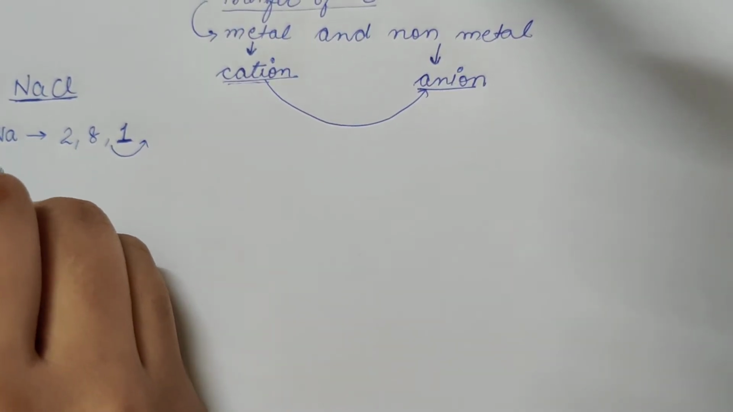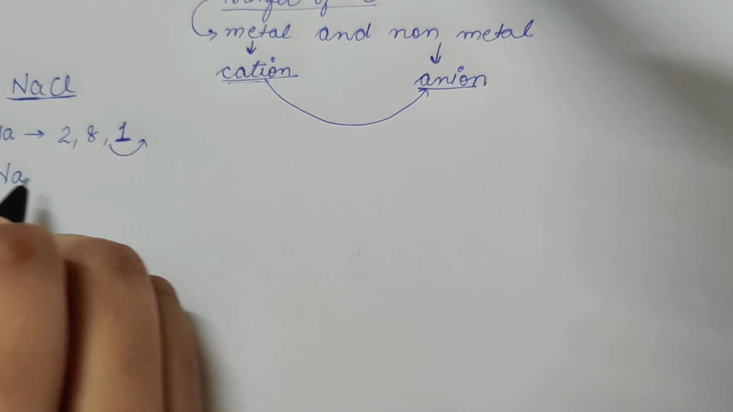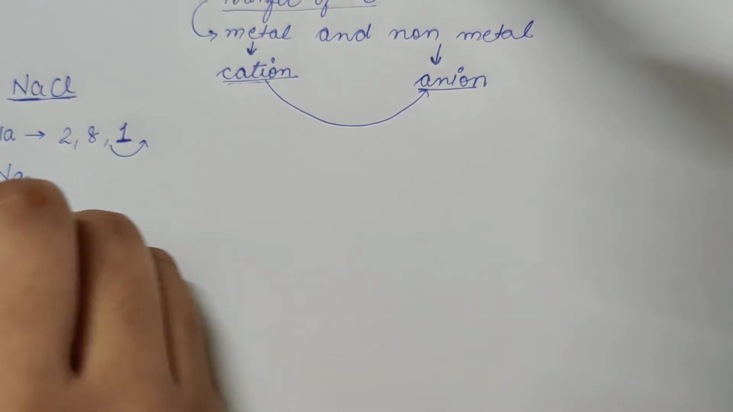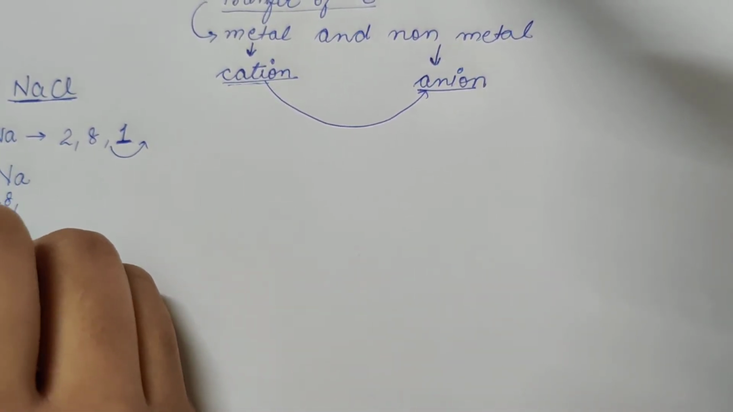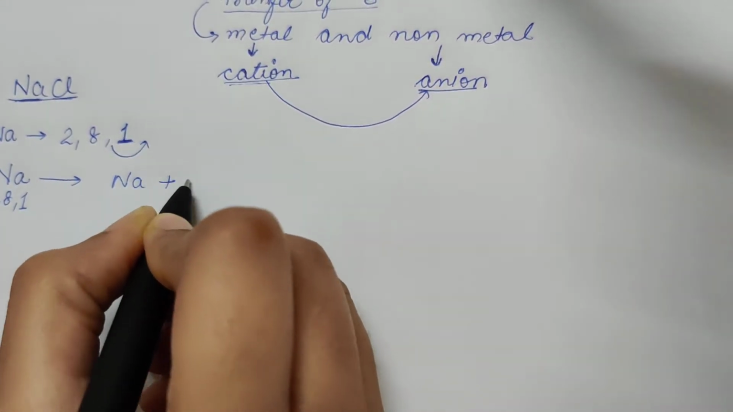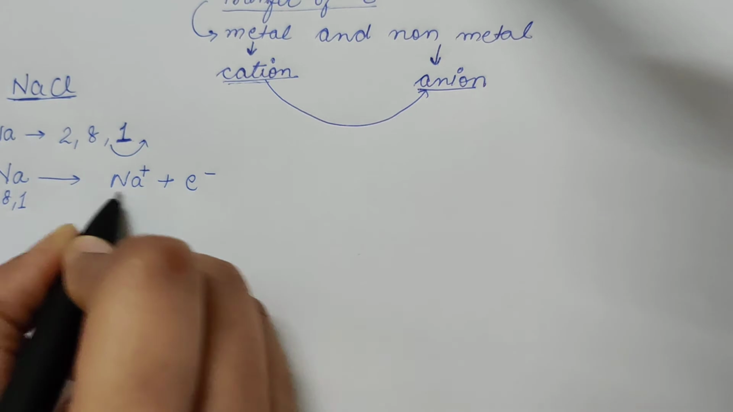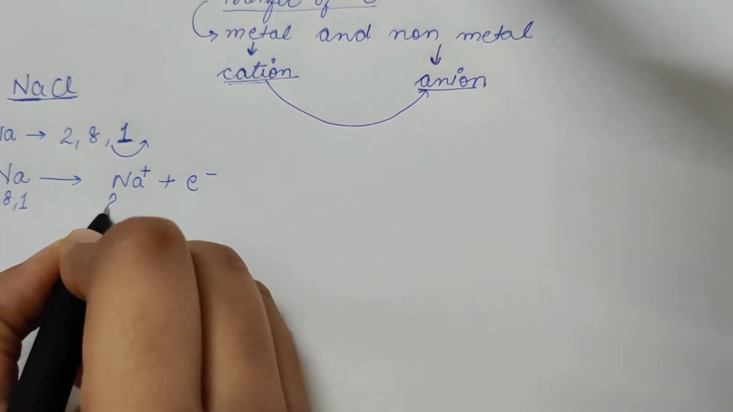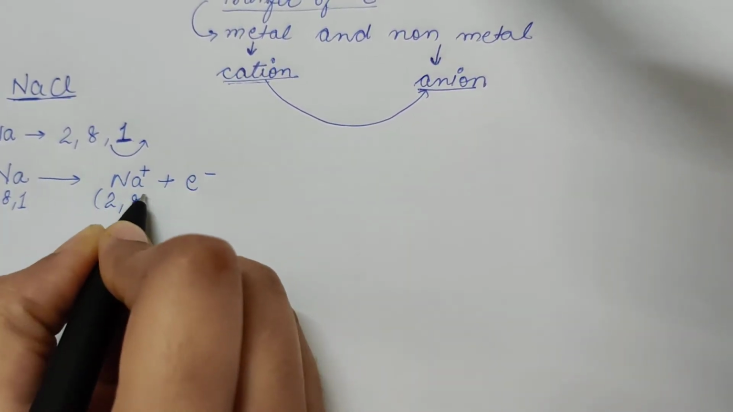Now how you have to represent this: sodium 2 8 1, and when it loses an electron it changes into the corresponding cation. The electronic configuration becomes 2 8.